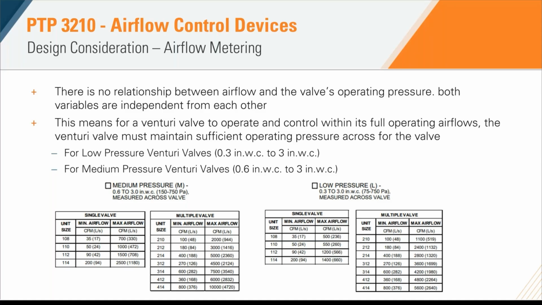For the Venturi valve, there are two options available for that operating pressure range. You can have a low pressure Venturi valve, which requires at least 0.3 to 3 inches of pressure, or a medium pressure Venturi valve, which requires at least 0.6 to 3 inches. These two valves are factory calibrated at these ranges to ensure that you are still maintaining accuracy out of these valves throughout the operating range.